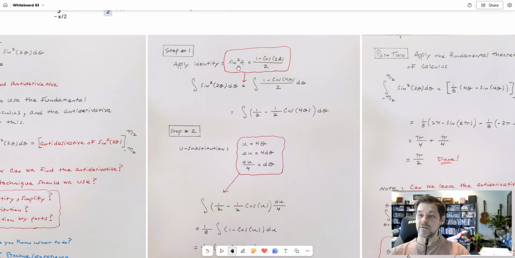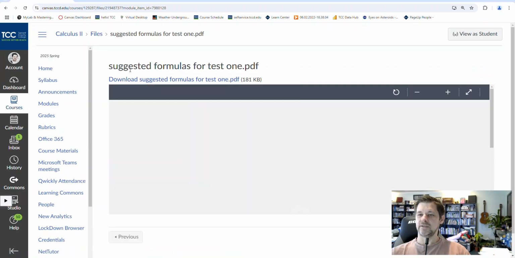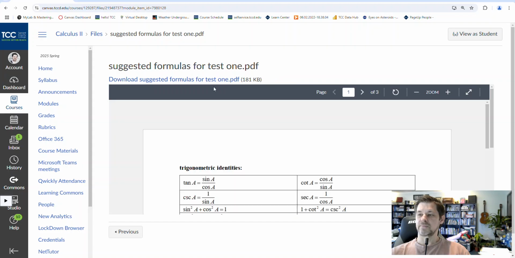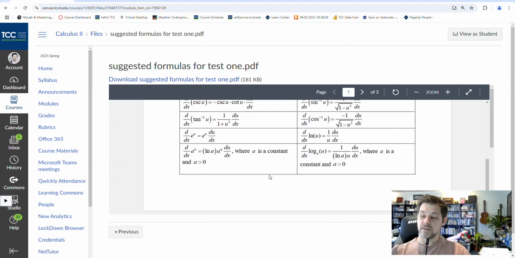Sine squared of an angle is 1 minus cosine of double that angle over 2. You can find that in a resource I provided you. If we go to Canvas and we look under the Test 1 module, there's this formula sheet, suggested formulas for Test 1. And as far as you working things out on paper, I want you to use anything that you can find here. And if it's not on here, you're going to work out the rest of it, okay?